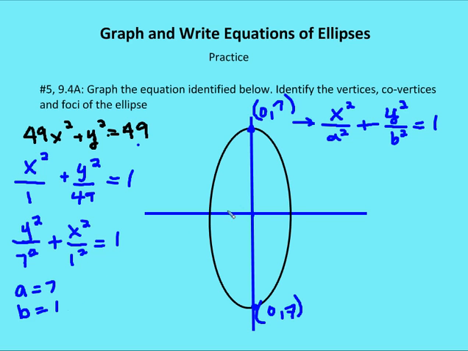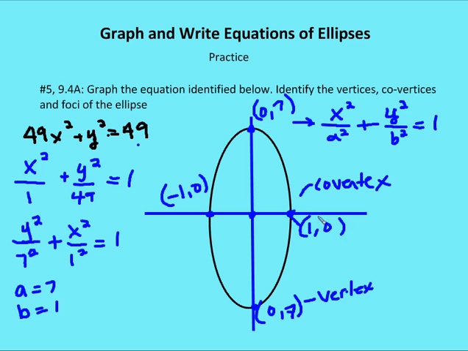Now the b value represents the distance from the center, again, along the minor axis to the co-vertices. And here I'm going to move 1 unit to the left and 1 unit to the right. So I have negative 1, 0 as the location of my co-vertices. So this is a vertex, and this is the co-vertex. And this point here will just be 1 unit to the right from the origin at 0, 0.